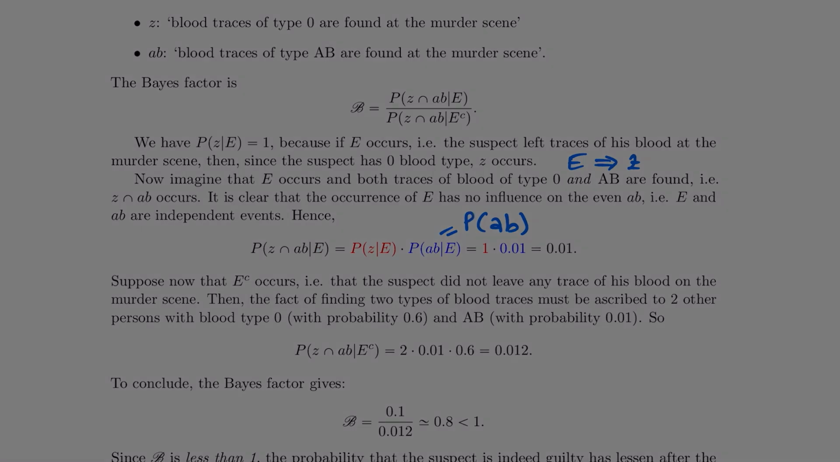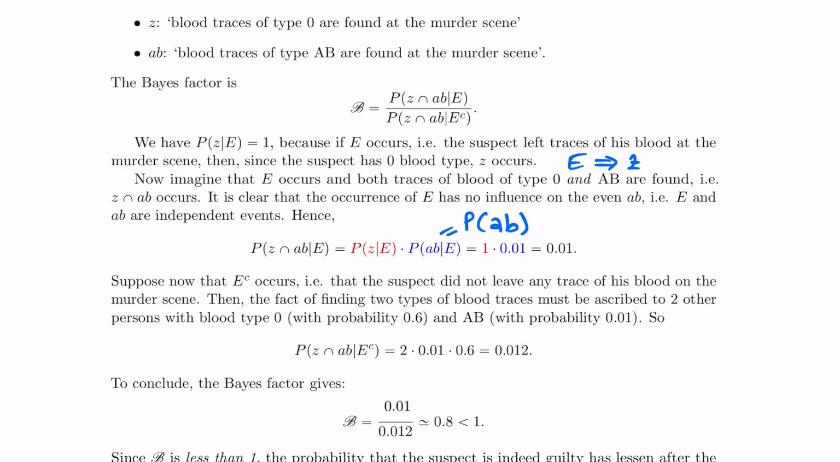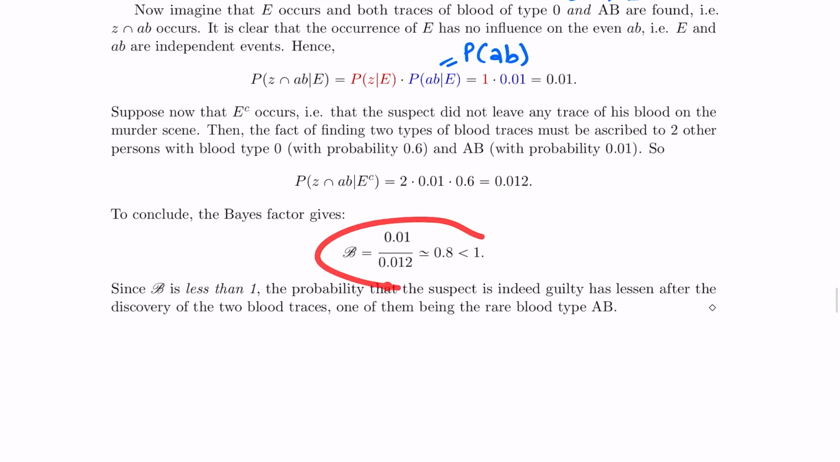0.012. To conclude, if we use this value for the numerator and this value for the denominator, we find that the Bayes factor is given by 0.8, which is less than 1. And so the interpretation is that the probability that the suspect is indeed guilty has lessened after the discovery of the two blood traces. The main reason for the decreasing being that the blood type AB is rare.